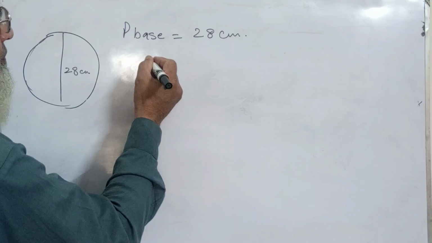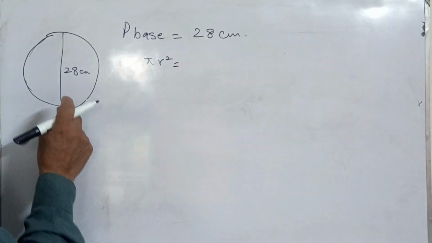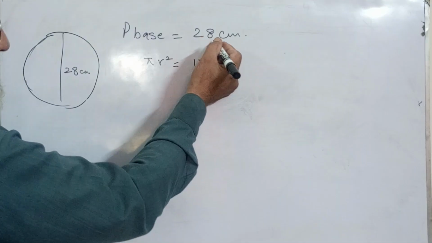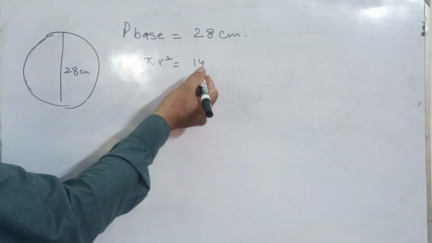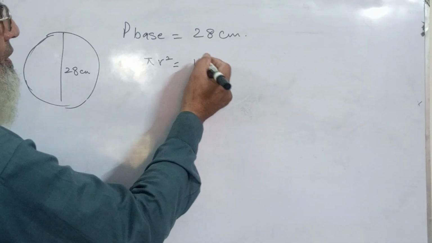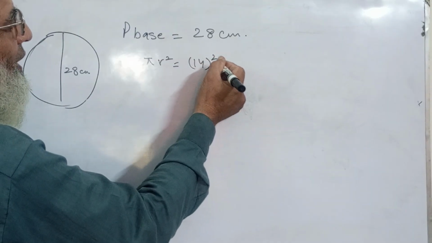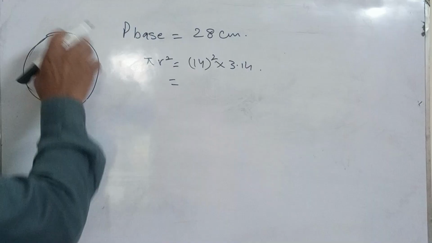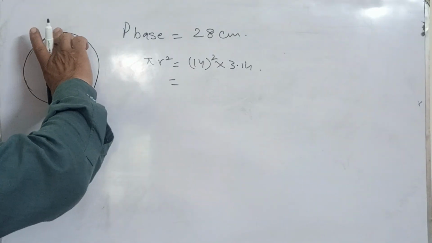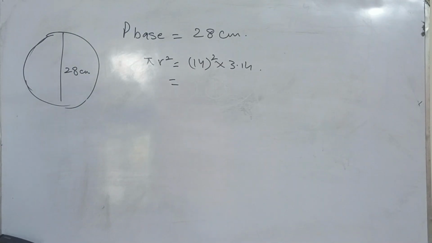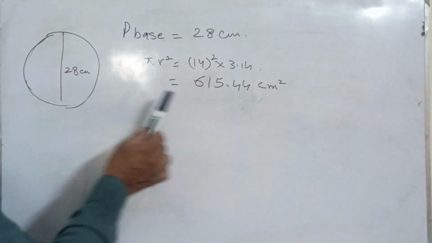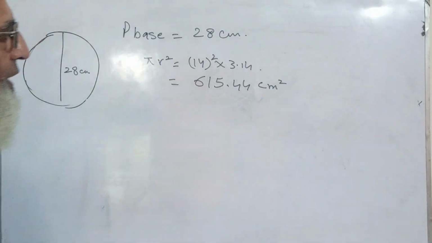We'll find the area, pi r square, when the diameter is given. Since this is the diameter, the radius is 14. So pi r square is 14 squared multiplied by 3.14. The area of this pizza with 28 centimeter diameter is 615.44 centimeter square.